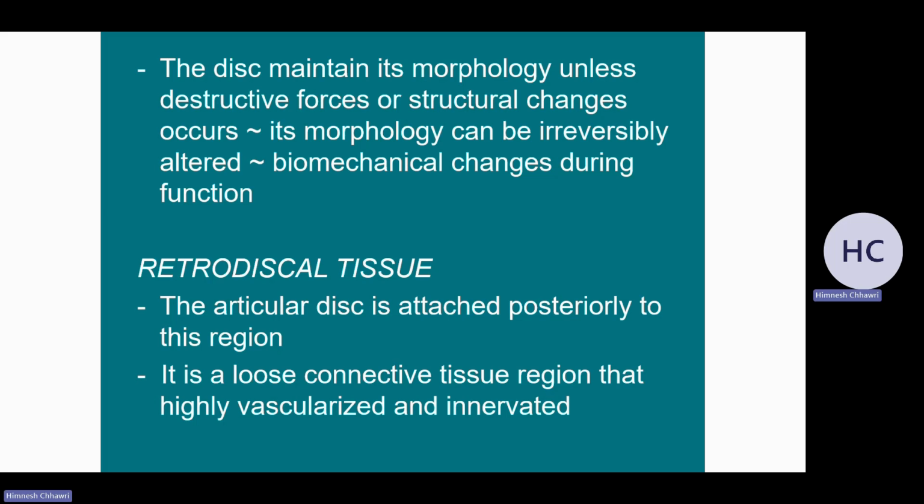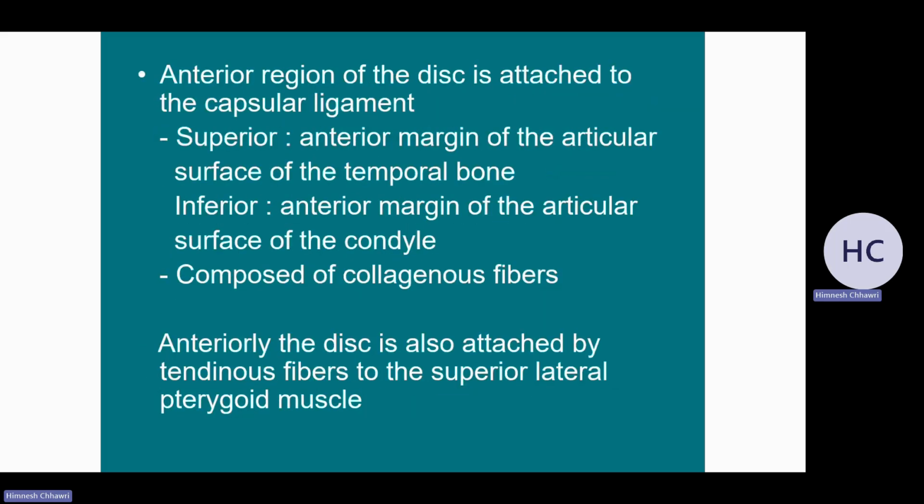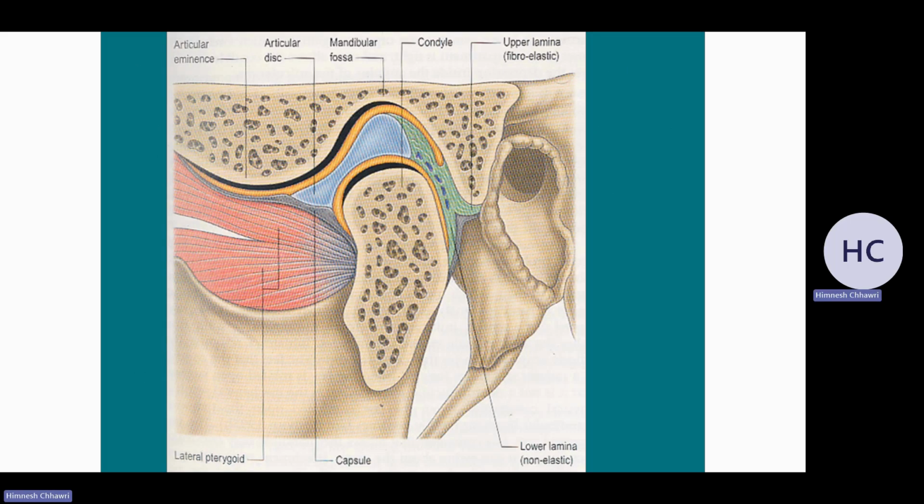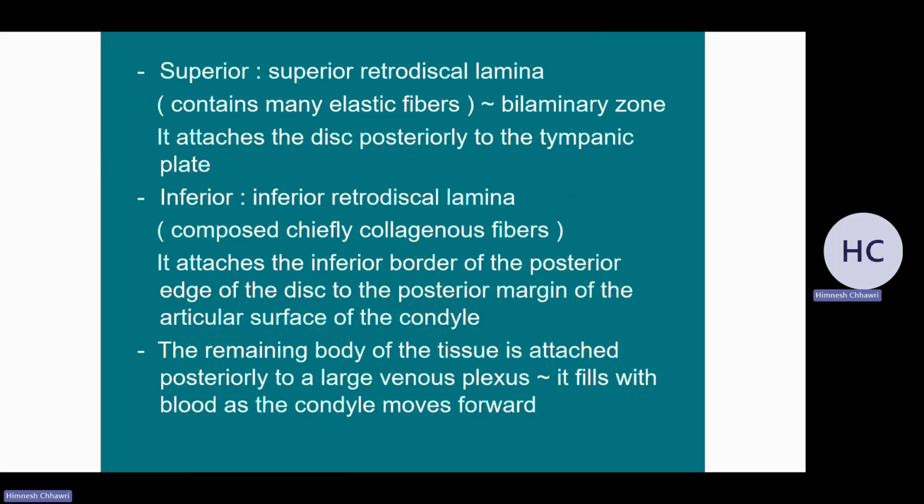Also, there's retrodiscal tissue. By the name, retro, outside the disc, discal. It is behind the disc. Behind the disc, it is loose connective tissue, and it is responsible for providing support to the disc. You can see the green part is the retrodiscal tissue. It is loose connective tissue. It is non-elastic, that is, it is not very compressible.